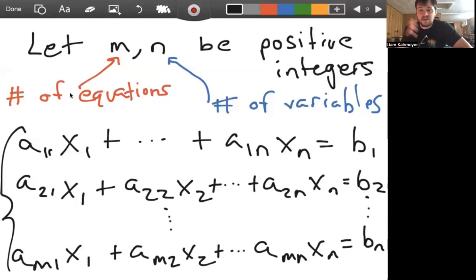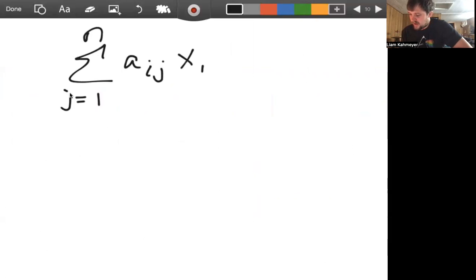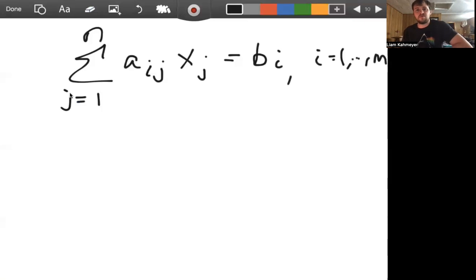This is a system of m equations and n variables. A shorthand notation for this is to write the sum as j goes from 1 to n of a sub i j x sub j equals b sub i, and j is already running from 1 to n, and then i also needs to run from 1 through m, right? This is kind of a shorthand notation here, but this is representing the same thing.